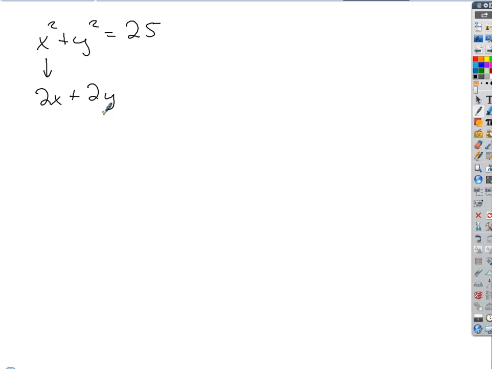Y prime, right, because we were doing it. Y prime equals 0. Good job, Kylie. So we can divide both sides by 2, get rid of those, right? And now we have to solve for y double prime. Okay, so what about that?